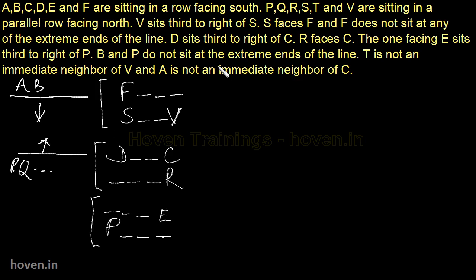Next he says, B and P do not sit at the extreme ends of the line. This is one fact. T is not an immediate neighbor of V, another fact, and A is not an immediate neighbor of C. We can't fit them immediately right now. So these are the first steps for our pass 1.